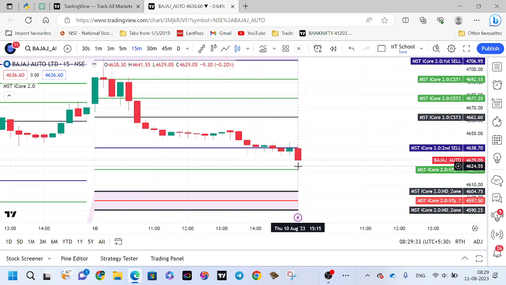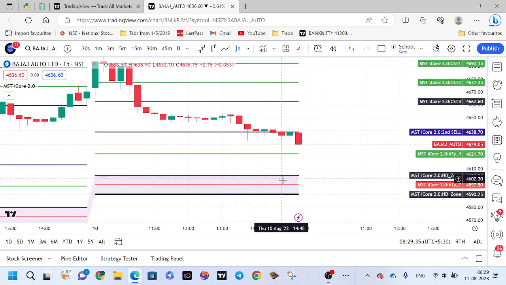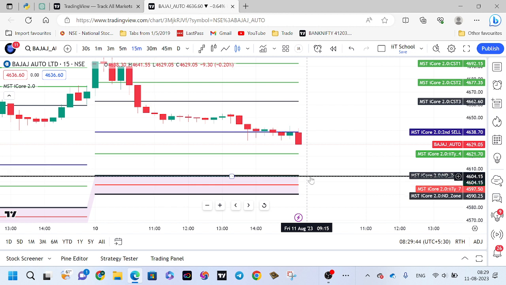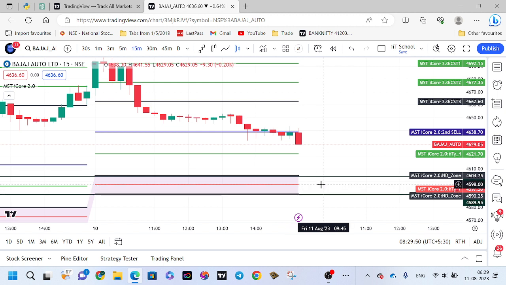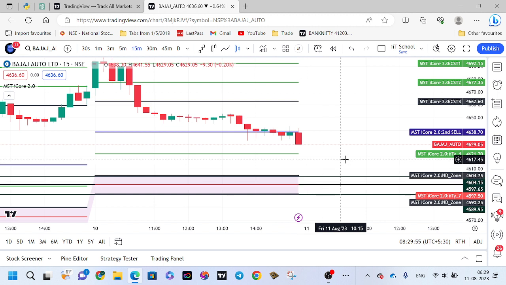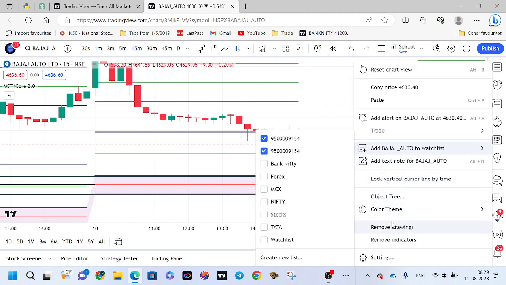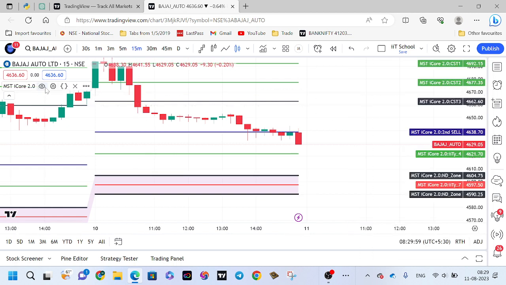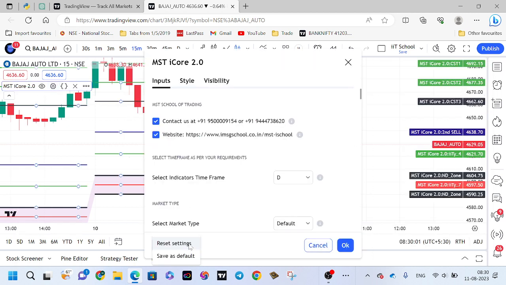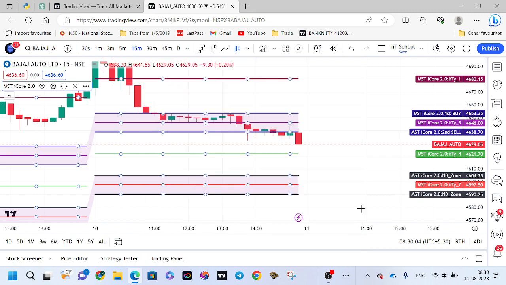It is almost set to fall today also. If the market is falling today, this will be the support. Whenever some lines are not touched in the market, you can put one line manually and extend that line for the next day, next week, or next month also. So it is always valid. It is like a virgin CPR. So Bajaj is over. What about the day before yesterday in Bajaj?